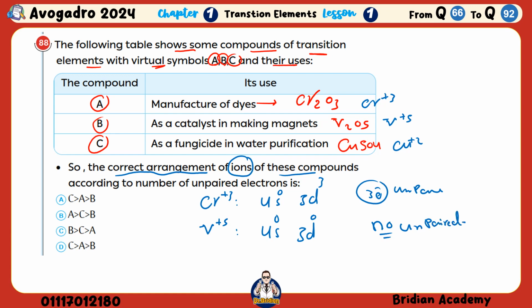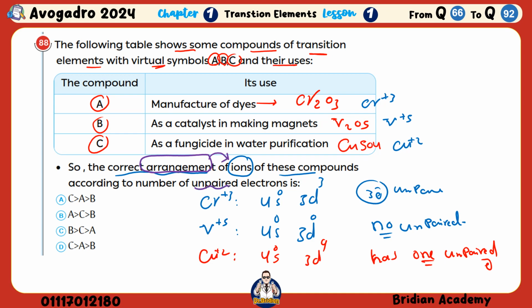Okay, copper +2. Copper atomic state will be 4s1 3d10. When it loses 2 electrons, it will be 4s0 3d9. And when you draw the electronic configuration for the d sublevel in the d orbitals, it has 1 unpaired electron.